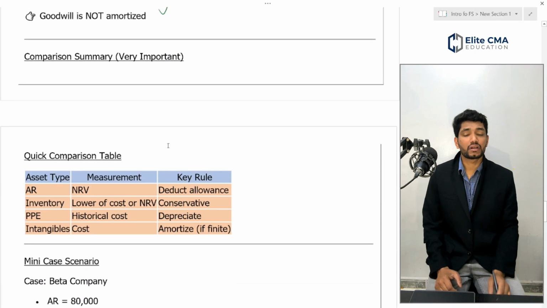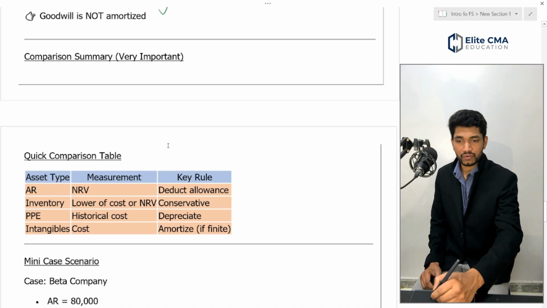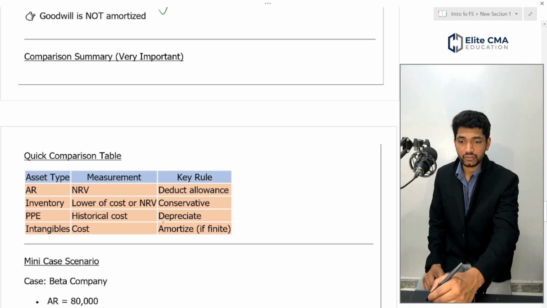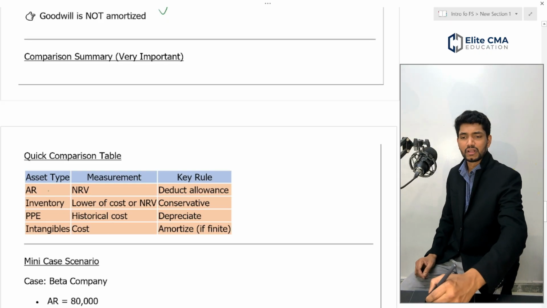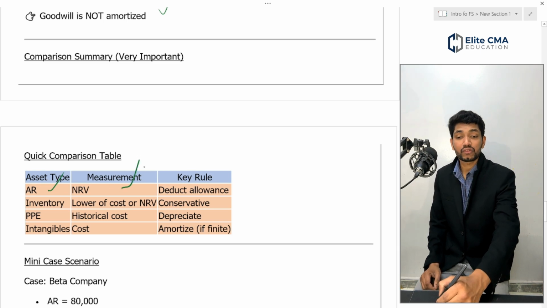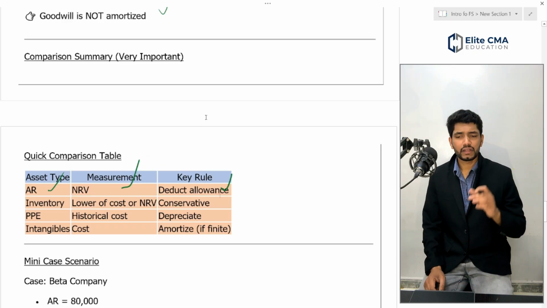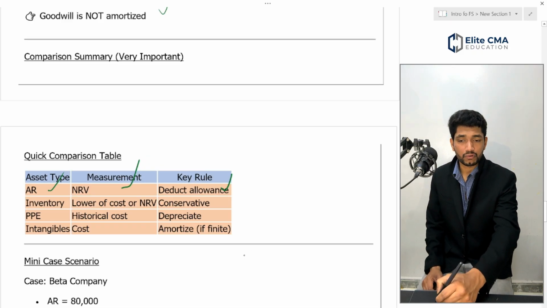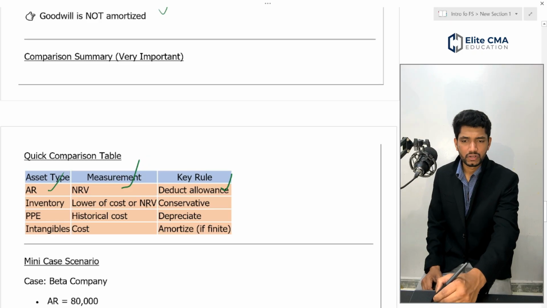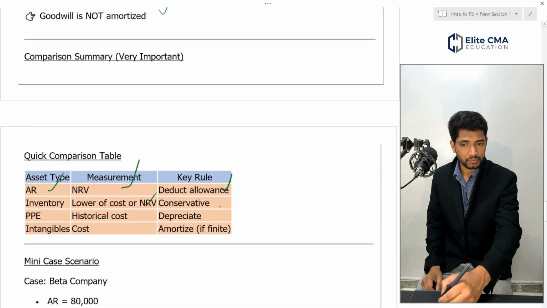So let's have a quick comparison summary of the key assets we discussed. The first asset is account receivable. Based on the net realizable value we are measuring, and the key rule is allowance has to be deducted from the total to calculate the net account receivable. Then the inventory is lower of cost or net realizable value. In the inventory valuation we are considering a conservative approach.